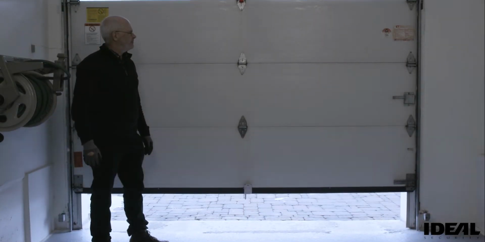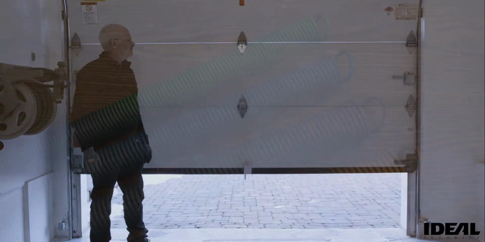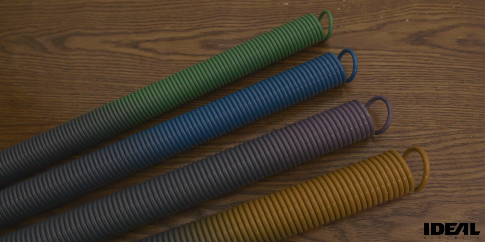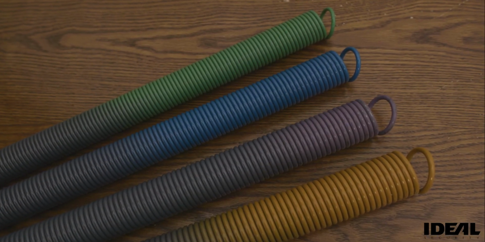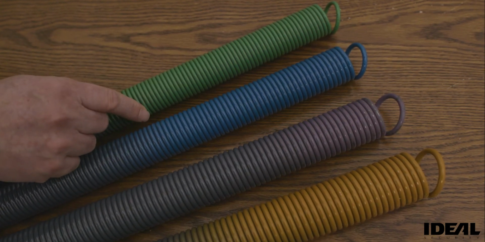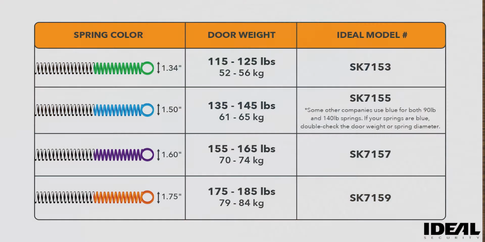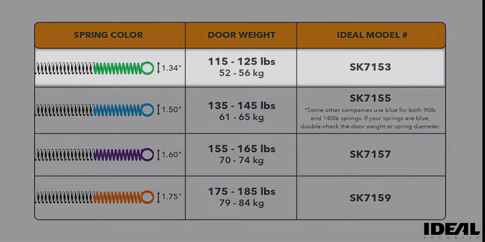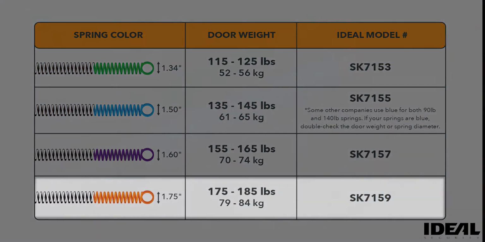Garage door springs come in a variety of strengths, and picking the right one depends on the weight of your door. Generally, they're color-coded for easy identification. Here you can see we have four different springs, for door weights ranging from 120 pounds to 180 pounds. Note that the ends of each spring are colored, green for the lightest and orange for the heaviest.